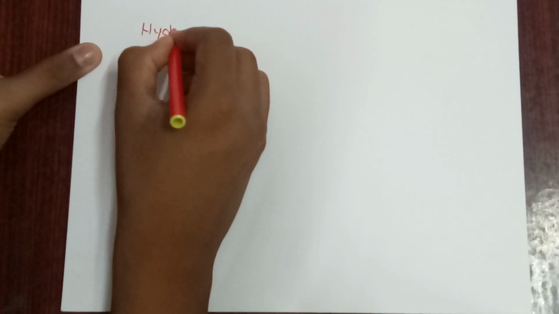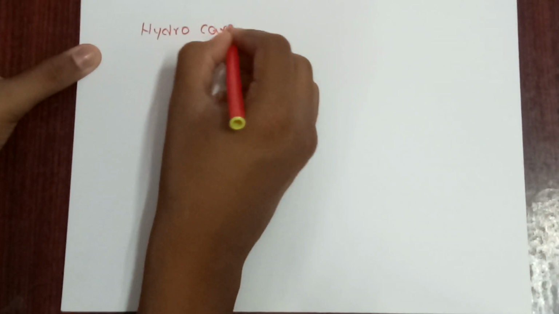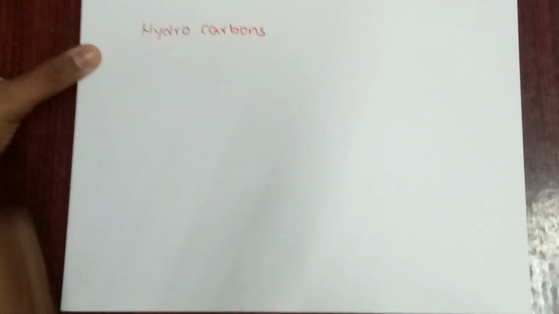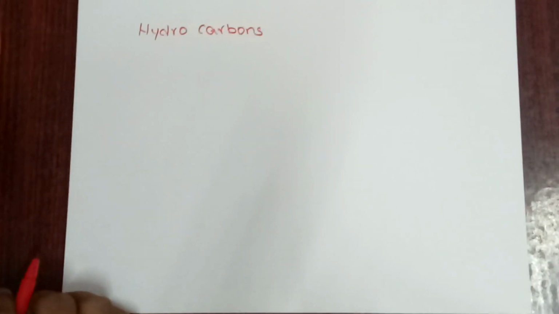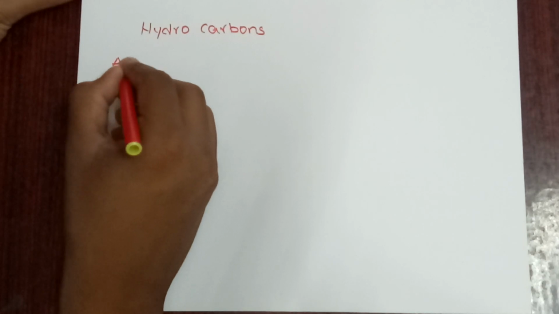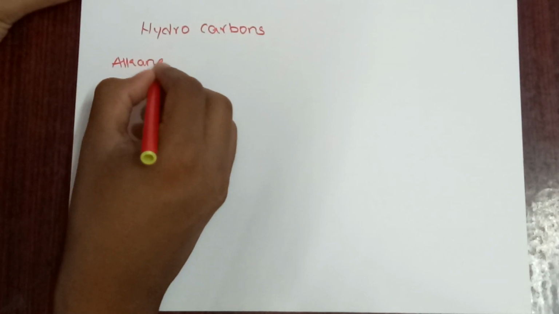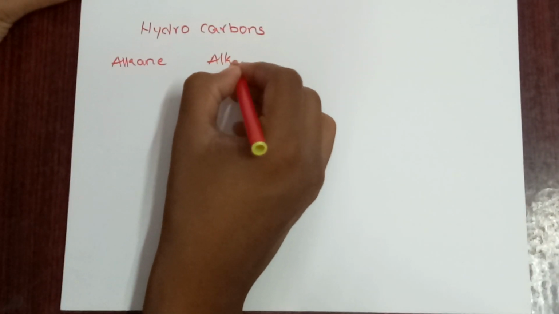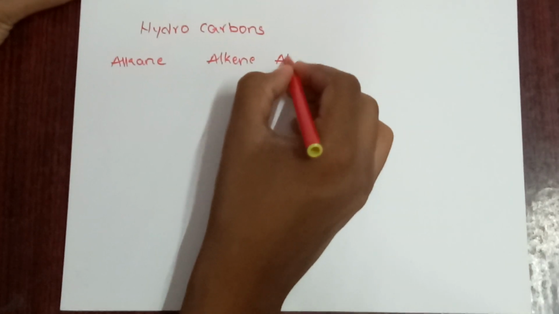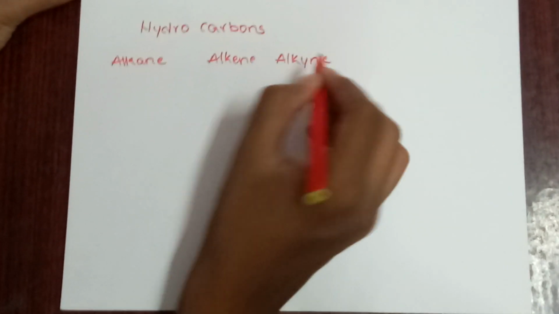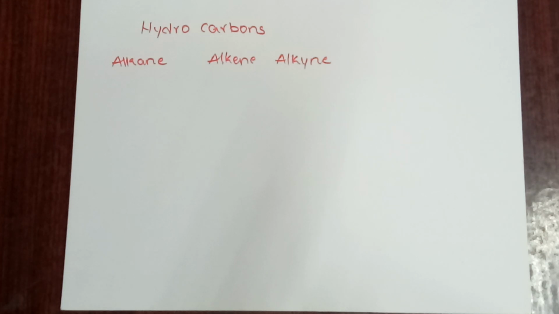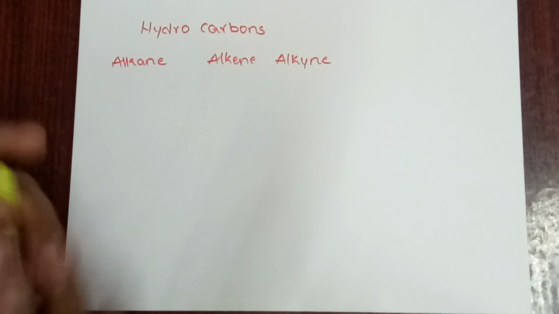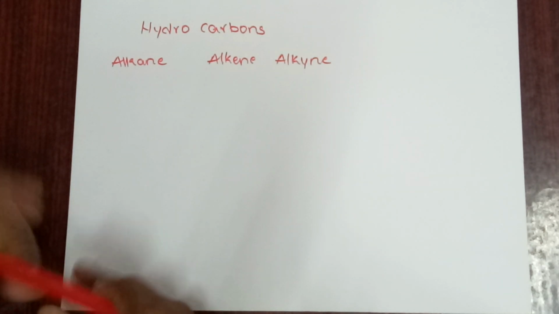We divide all these hydrocarbons into 3 types on the basis of the bonds. They are alkane, alkene and alkyne. These are very important for writing the names of carbon compounds.